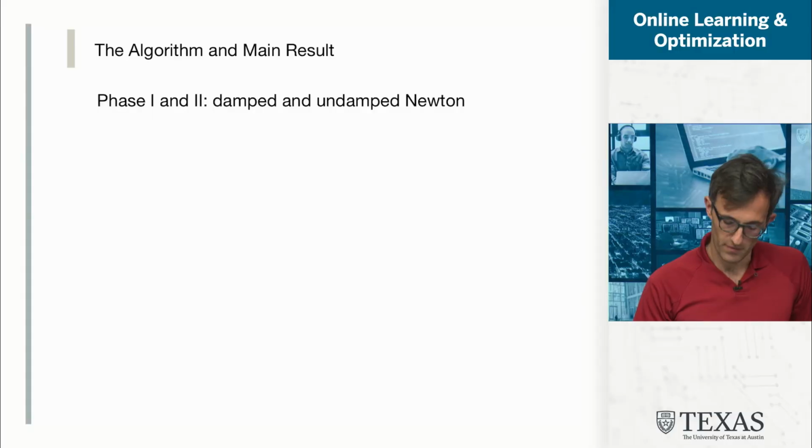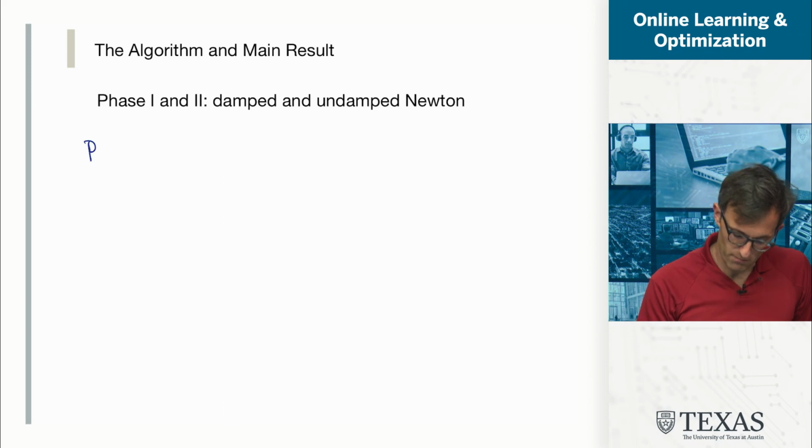Welcome back. We're talking about Newton's method. We've talked about two different ways to interpret it. Now we're going to get right into talking about the specifics of the algorithm and also giving the main results for convergence. Newton's method has two phases, the damped phase and the undamped phase.